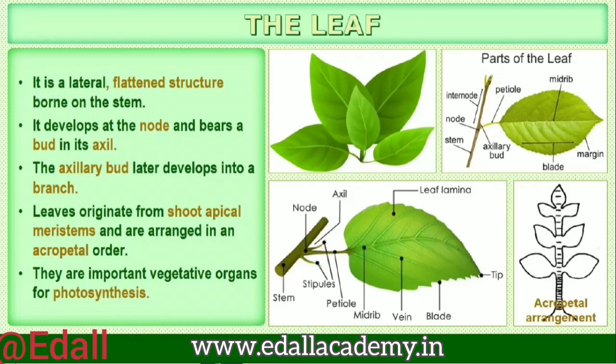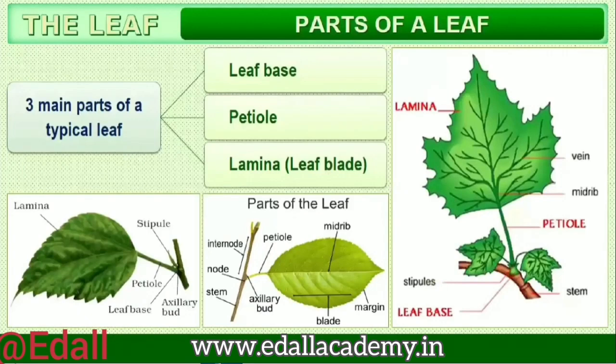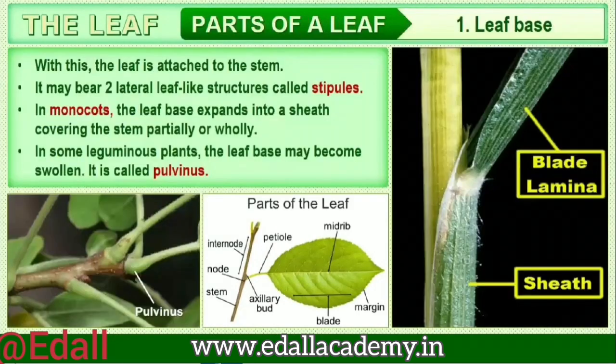A typical leaf consists of three main parts: leaf base, petiole and lamina. The leaf is attached to the stem by the leaf base and may bear two lateral small leaf-like structures called stipules. In monocotyledons, the leaf base expands into a sheath covering the stem partially or wholly. In some leguminous plants the leaf base may become swollen, which is called the pulvinus.